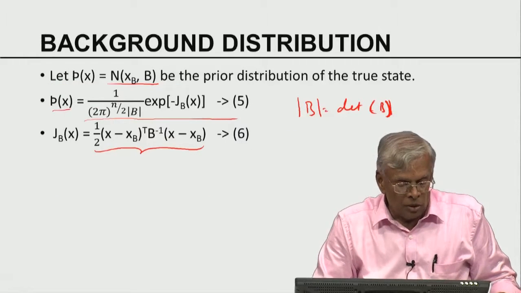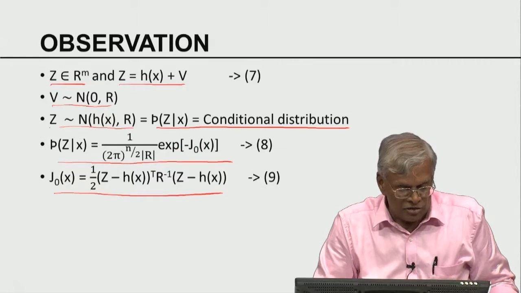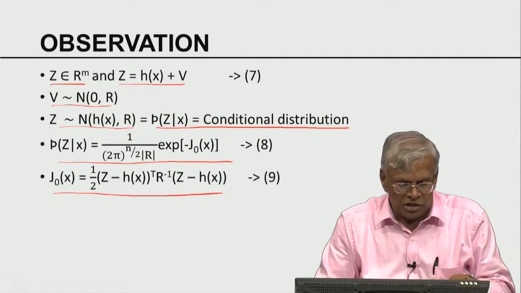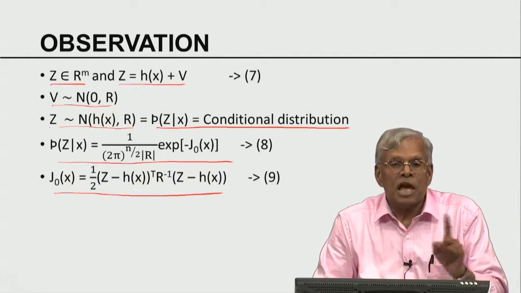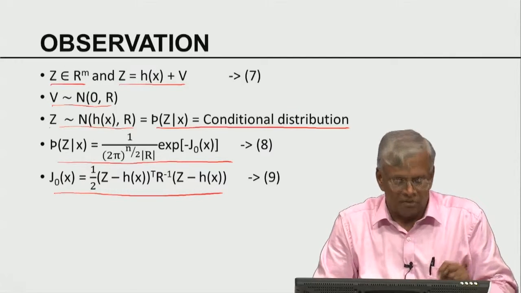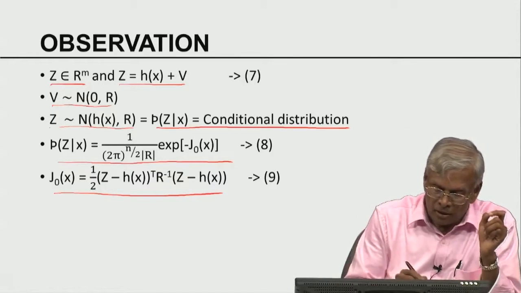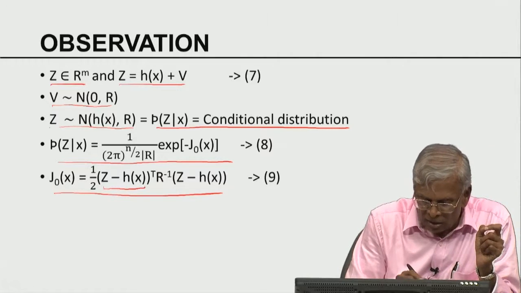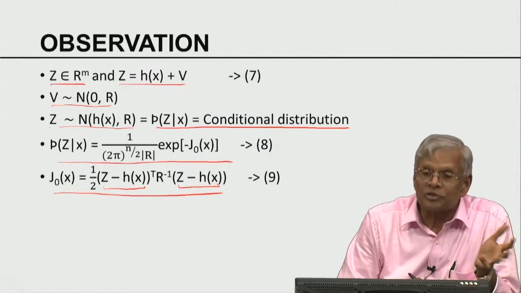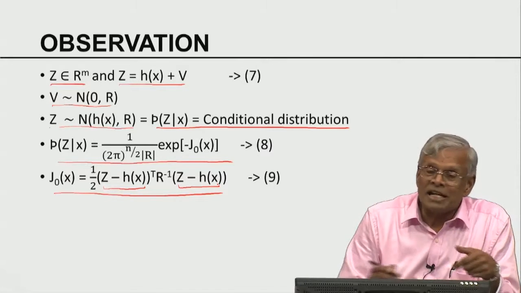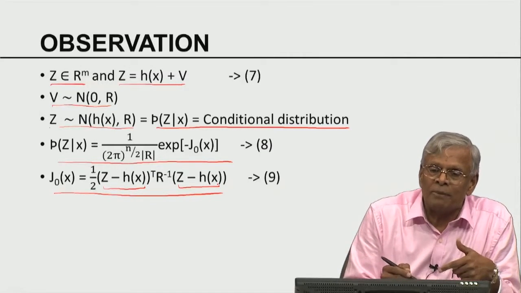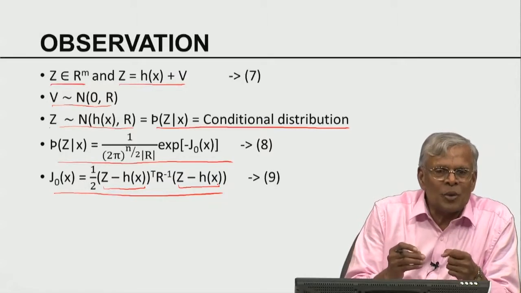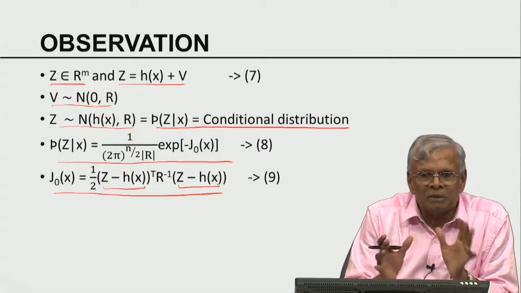I want you to take a good look at JB in 6 and JO in 9. B refers to background, O refers to observation. Z minus h of x, I am sure you will recall this, is the residual. So this is essentially the least squares criterion we have already used. But we did not say anything about least squares; we simply talked about the exponent of an underlying normal distribution. I would like you to develop an appreciation that least squares and normality are intimately associated with each other.